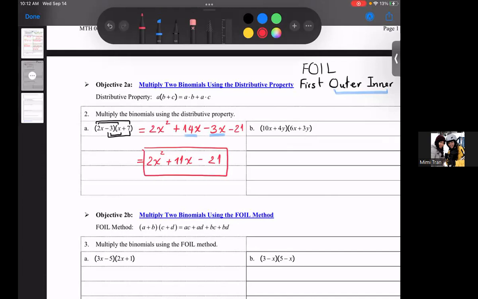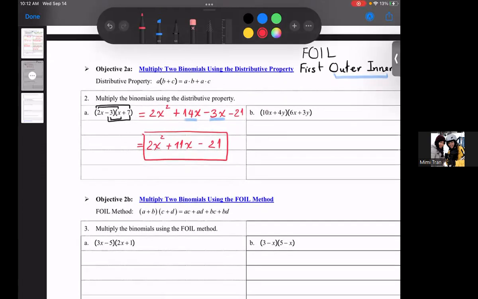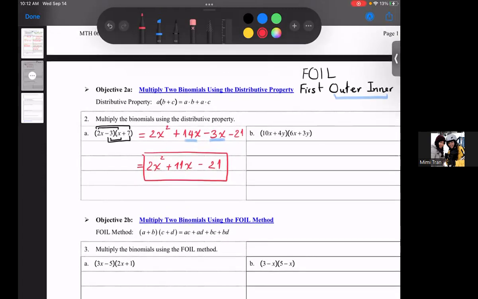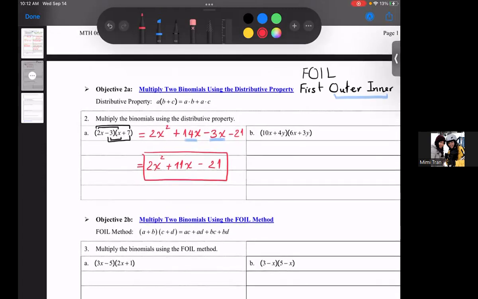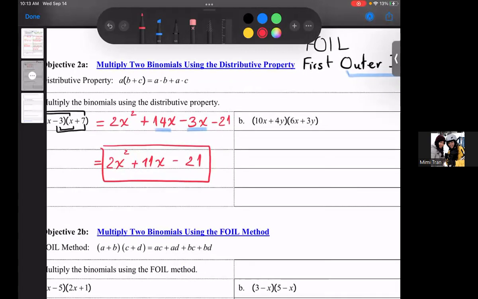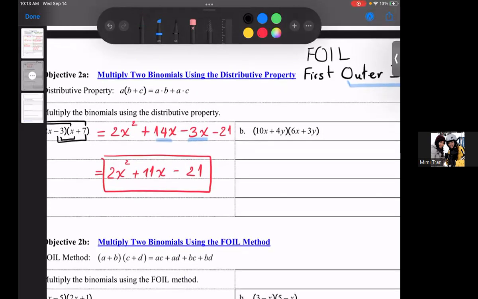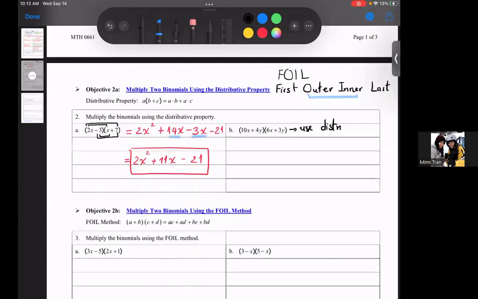Okay, I got ahead of myself. I'm supposed to teach you the FOIL for objective 2B. For objective 2A, I'm supposed to teach you a slightly different way. So let me show you a different way for B, okay? On the exam, I'm pretty sure you use FOIL, but let me teach you the distributive property. So I'm gonna put a little note here. Use distributive properties.